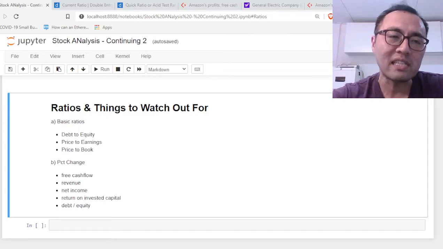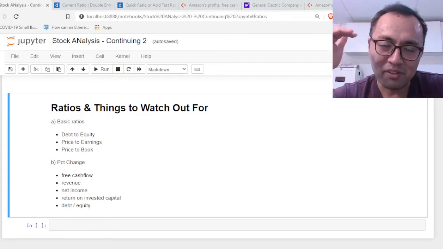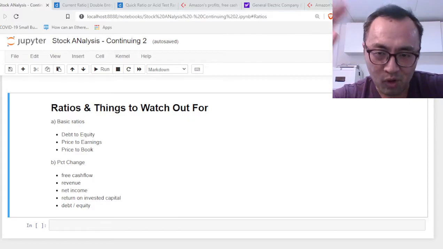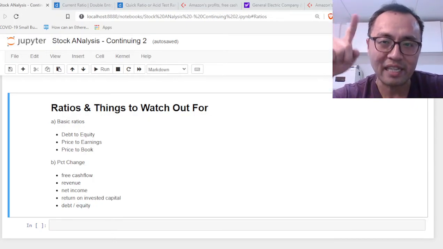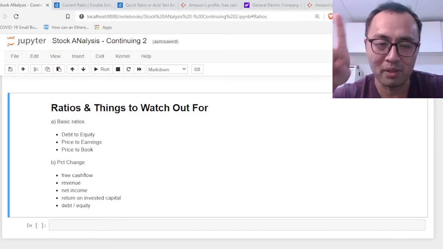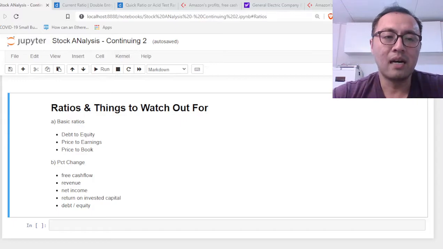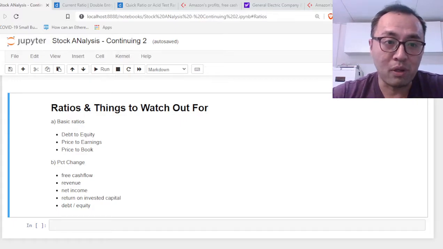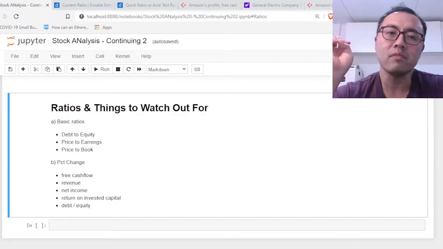So the theory is that if your company is doing well, your profits don't go from 1 million to 2 million to 3 million to 4 million, because 1 to 2 million is a 100% increase, but 2 to 3 million is only a 50% increase, right? So theoretically, your percentage should be going up as well. Not only that, free cash flow, revenue, net income, your return on invested capital should go up, and your debt to equity should be going down, right? So these are percent changes that you need to look at.